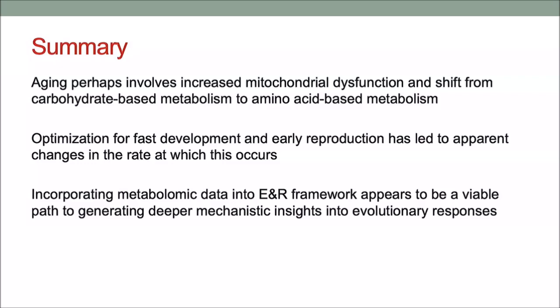I did 40 slides. Anyway, aging perhaps involves an increase in mitochondrial dysfunction. That's what we're seeing based on those early results. We're digging a little deeper into that using microscopy approaches and potentially looking at more genes that we know are associated with mitochondrial morphology, to see if that's a major feature of the system. Then we have this apparent shift from carbohydrate-based metabolism to amino acid metabolism, and our next step will be following up to see if we can further corroborate this idea. In general, the idea would be that optimization for fast development and reproduction has led to a major remodeling of their metabolism that's underlying this.